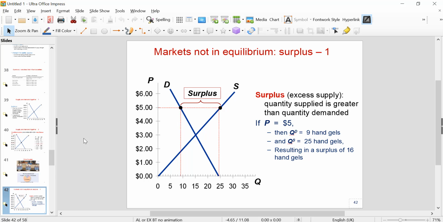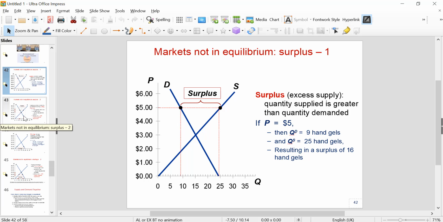Now, what happens if the market price is not at the equilibrium price? So here you see an example of a market price higher than the equilibrium price. At the given market price, only 9 handgels are demanded, while the suppliers are willing to supply more quantities at that price. So 25 handgels are supplied. That creates a surplus quantity in the market. So the surplus is the difference between 25 and 9, and that's 16 handgels.